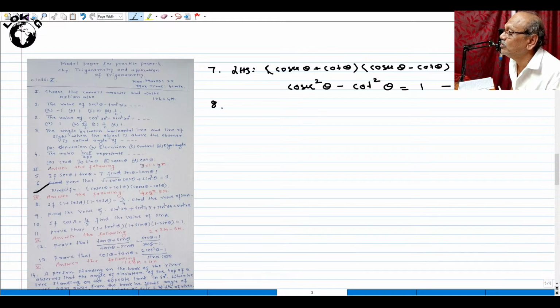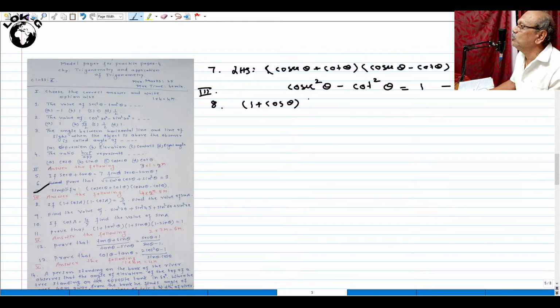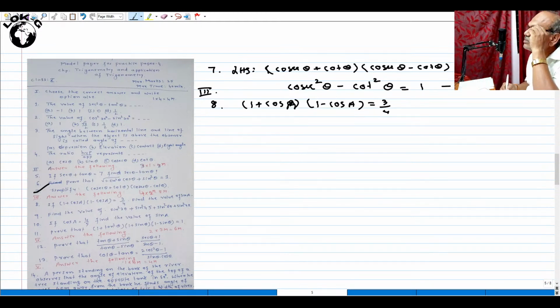8th question. Let us move on to the 2 mark questions. If 1 plus cos a into 1 minus cos a is given. Let us move on to the third main now. We have entered the third main. 1 plus cos a into 1 minus cos a is equal to 3 by 4. Then you have to find out sin a. You are asked to find the sin a value. Very simple problem for 1 mark. A plus b, a minus b becomes what?